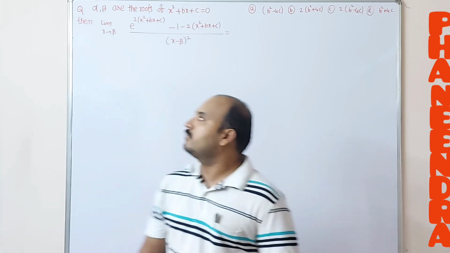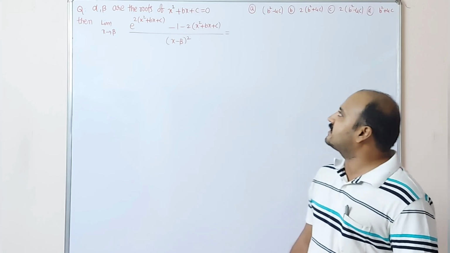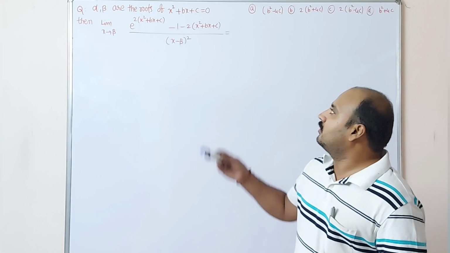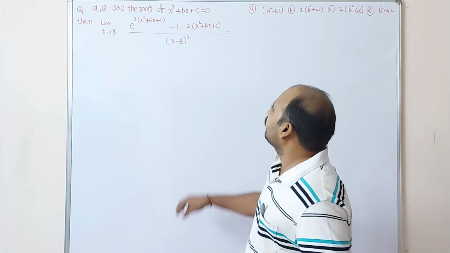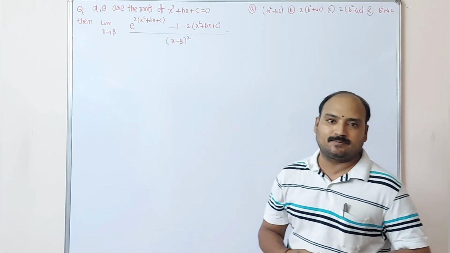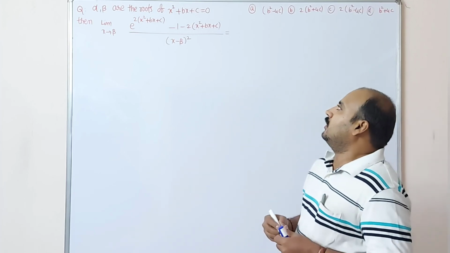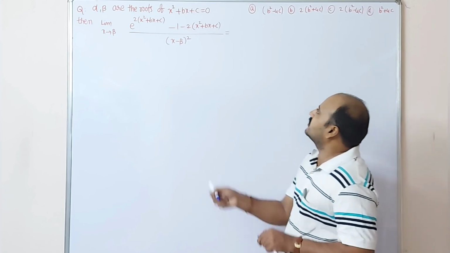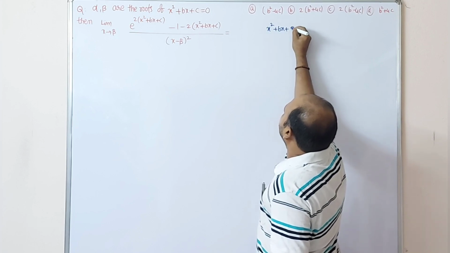The next question. Alpha and beta are the roots of x square plus bx plus c equal to 0. Then find the limit as x tends to beta of e power 2 into (x square plus bx plus c) minus 1 minus 2 into (x square plus bx plus c), divided by (x minus beta) whole square. See, listen all of you, we know the quadratic equation x square plus bx plus c.